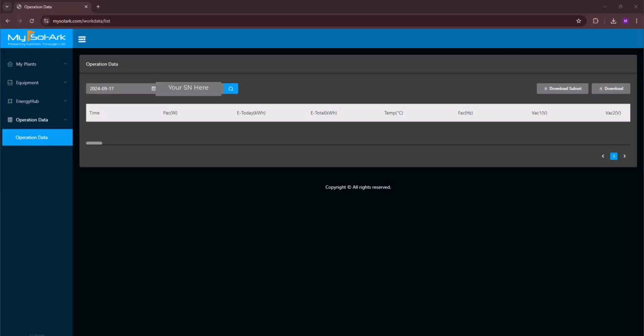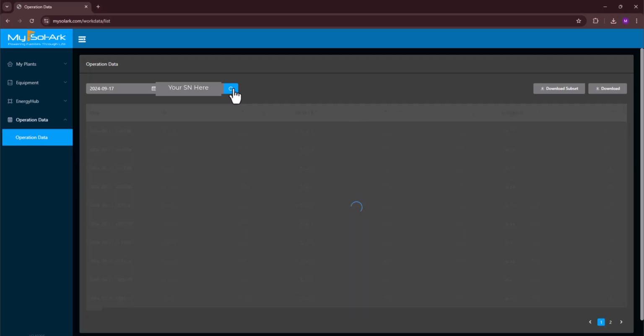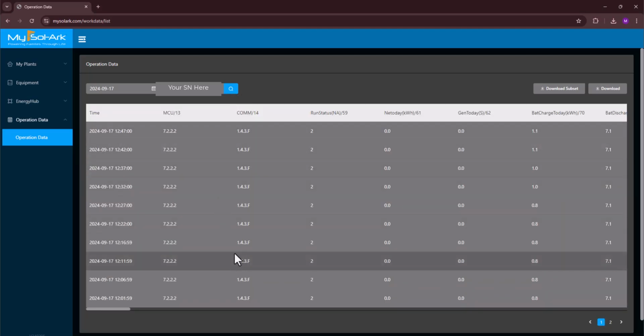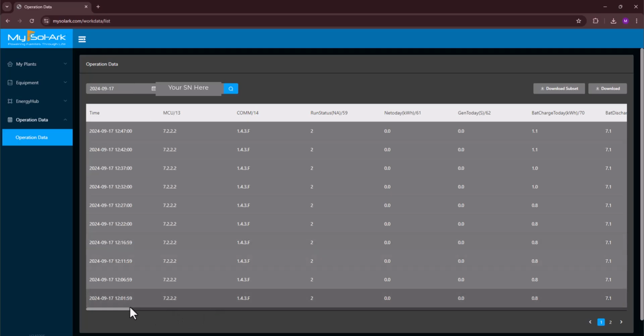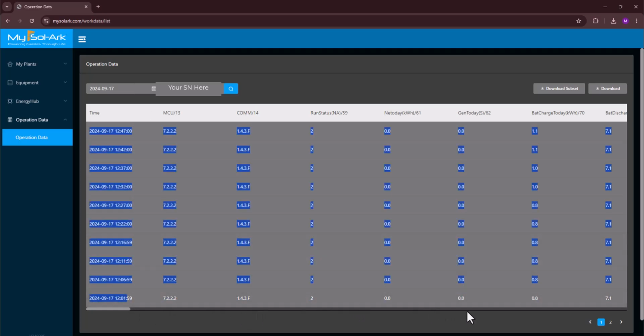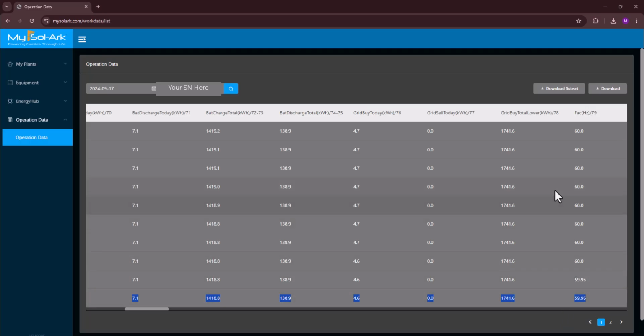So in order to look at our data, we need to be in the Operational Data tab, which is here, and you have to go find your inverter number, which is located under My Plants. Type it in here, and then you can hit search, and it will bring up all of the data for this date, and it shows you all of the fields across multiple pages. What we really want to do is manipulate this in Excel, so we want to hit the download button, which will open an Excel file.